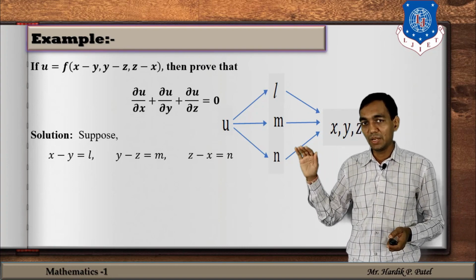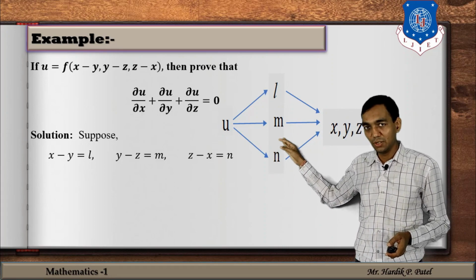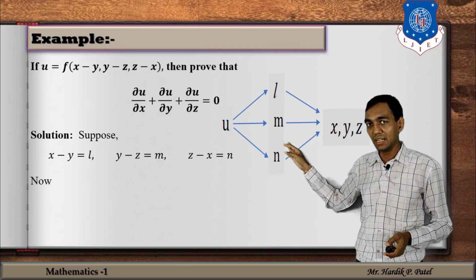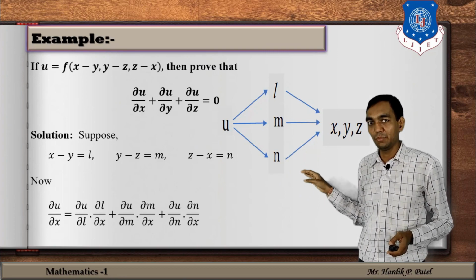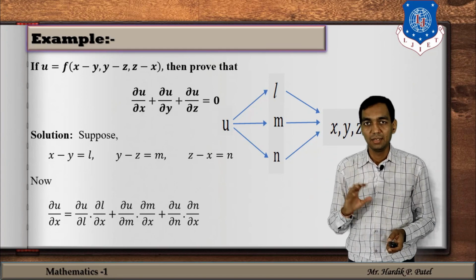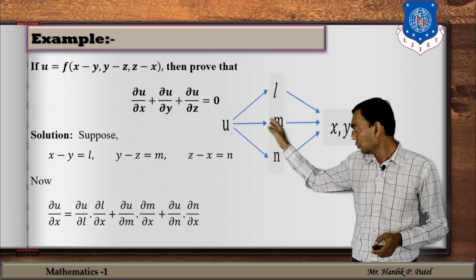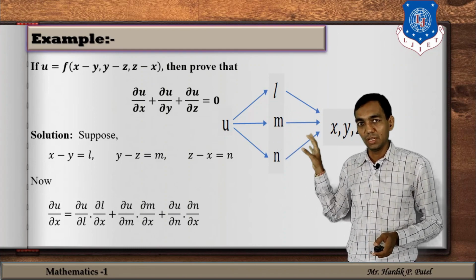So if you are going to apply the chain rule, then del u by del x will be written in the form of del u by del L into del L by del x plus del u by del m into del m by del x plus del u by del n into del n by del x. And your function u is of the form f of L comma m comma n.